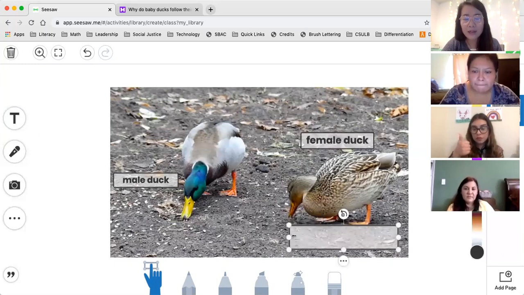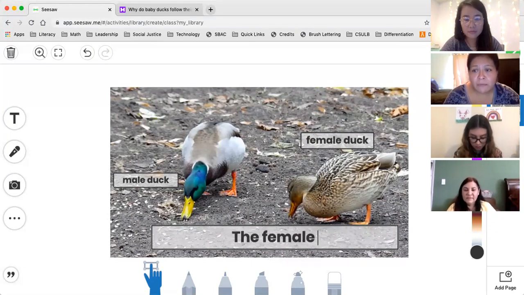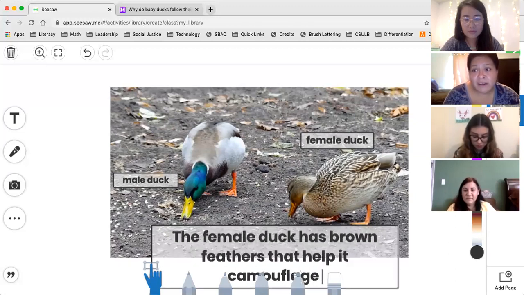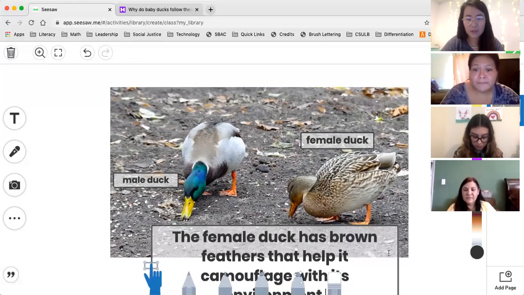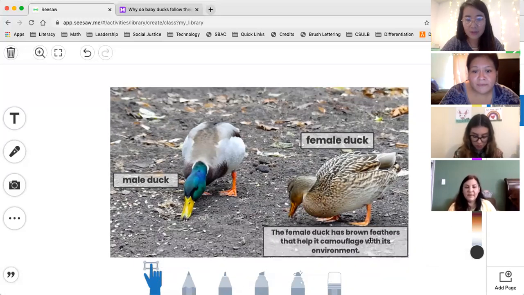Mm-hmm. And I was actually thinking that if I just wrote camouflage, I don't know if my readers would understand what I'm trying to say. So I might actually use it in a sentence so they know what's being camouflaged and maybe why it's being camouflaged. So I might say, actually, Ms. Rosales, could you help me with this sentence? What could I write using the word camouflage as a caption? We can say that the female duck has brown feathers that help it camouflage with its environment or home. Love it. And I love the complete sentence and the captions we can put on the edge.